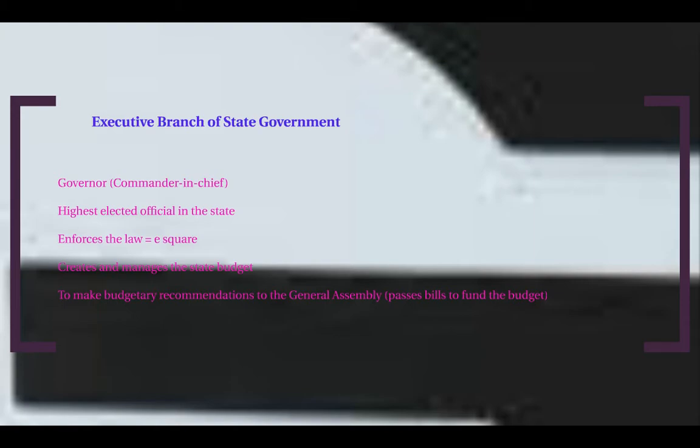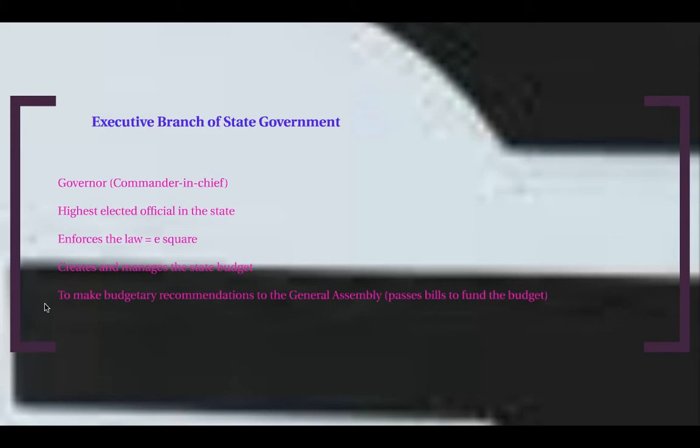That is key. The governor creates and manages the state budget. Now, one of the questions on the benchmark was to make budgetary recommendations to the General Assembly. In other words, we should have seen the word budgetary, and inside the word budgetary comes budget. So the governor would make budget recommendations to the General Assembly. Who has to pass the governor's recommendations for the state budget? Correct. The House of Representatives and the Senate.